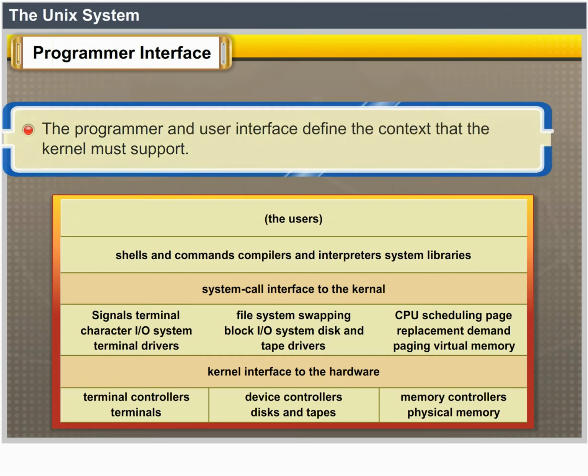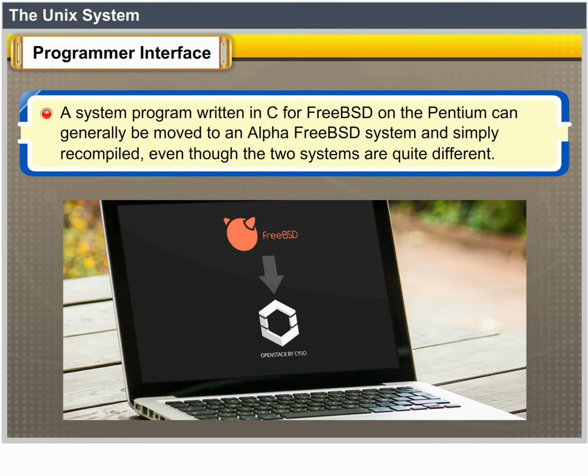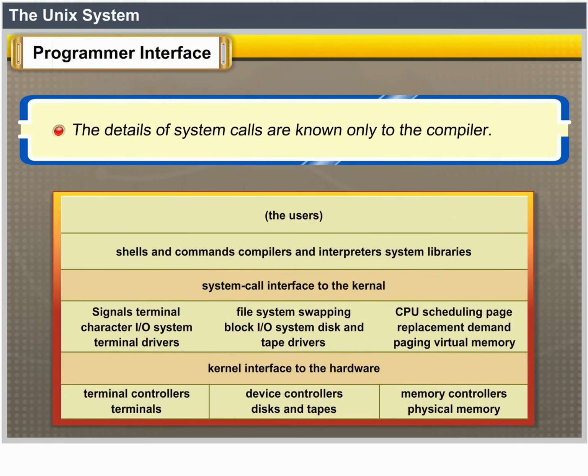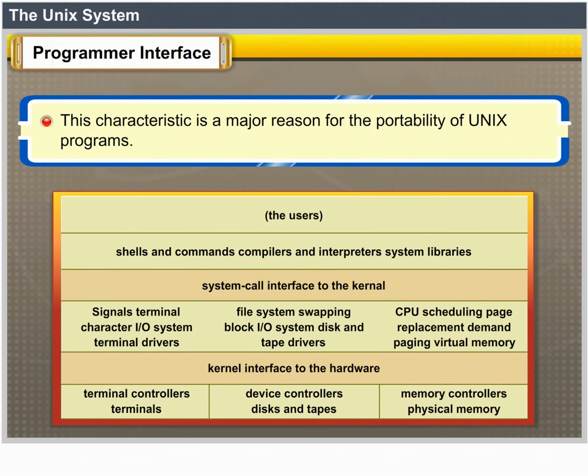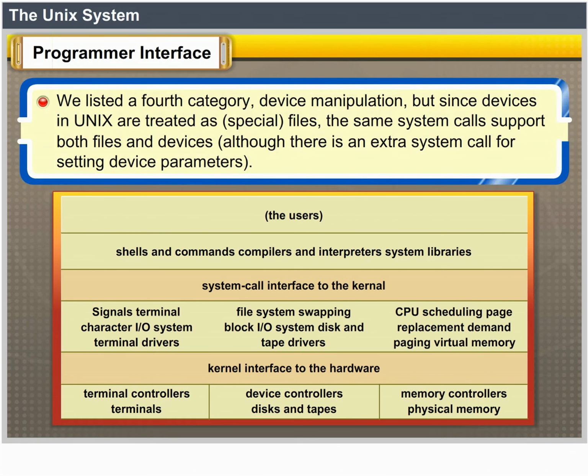Most systems programs are written in C, and the Unix programmer's manual presents all system calls as C functions. A system program written in C for FreeBSD on the Pentium can generally be moved to an Alpha FreeBSD system and simply recompiled even though the two systems are quite different. The details of system calls are known only to the compiler. This feature is a major reason for the portability of Unix programs. System calls for Unix can be roughly grouped into three categories: file manipulation, process control, and information manipulation. There is a fourth category, device manipulation, but since devices in Unix are treated as special files, the same system calls support both files and devices, although there is an extra system call for setting device parameters.